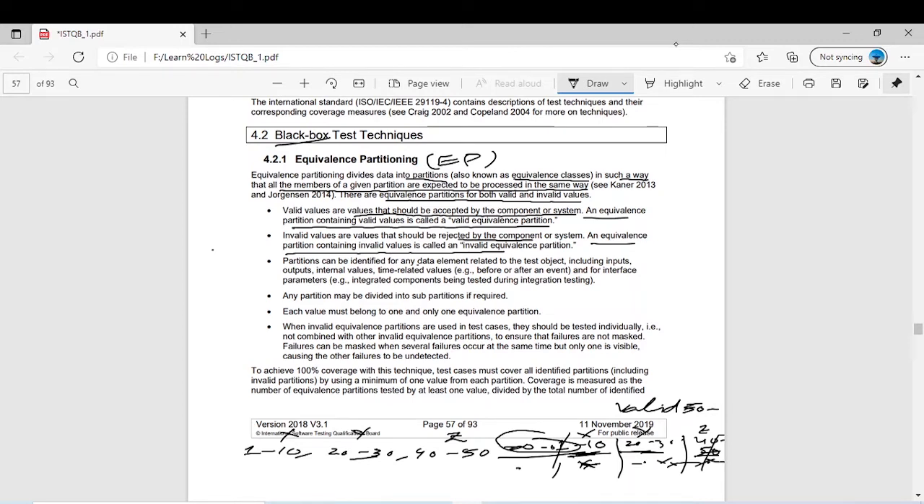Partitions can be identified for any data element related to the test object, including input, output, internal values, time related values, e.g. before or after an event, and for interface parameters in integrated component testing. Like that, you can do partitions for any kind of testing, for any kind of data: input, output, internal values, time related values. You just have to do the partitioning of that data. You have to make classes of that data.